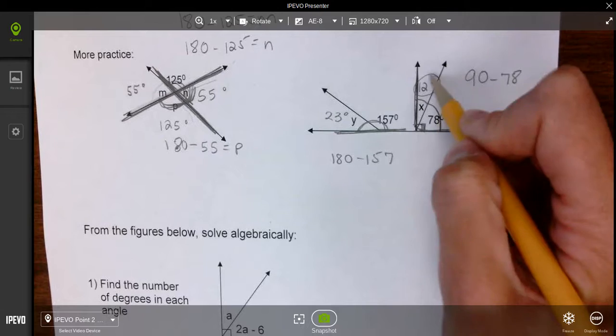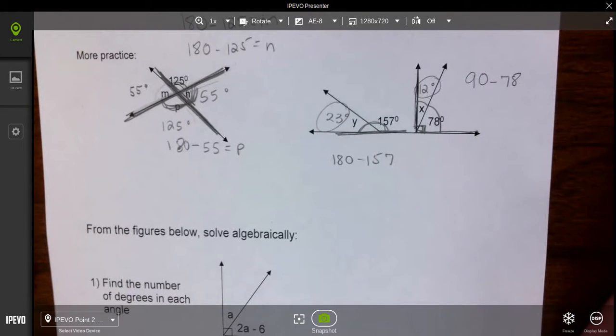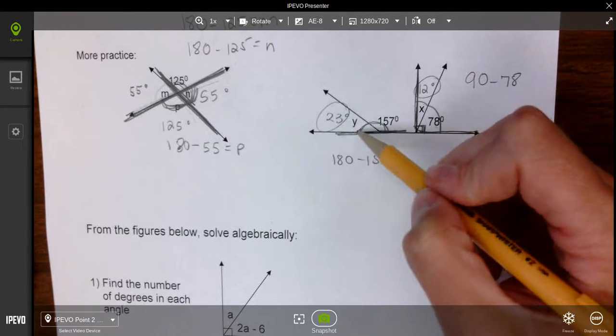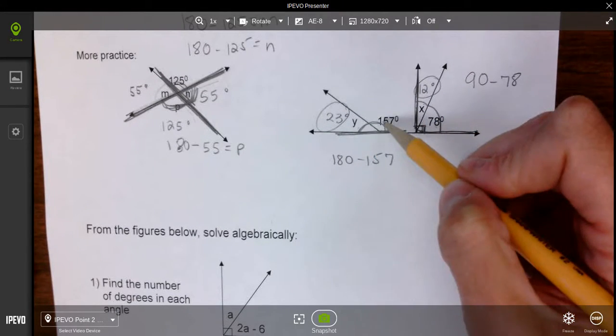So now I have X and I have Y. For X, I could only use 78 because they were adjacent to each other. For Y, I could only use the 157 because that's what's adjacent to it.